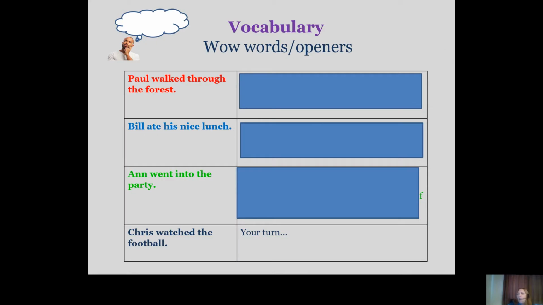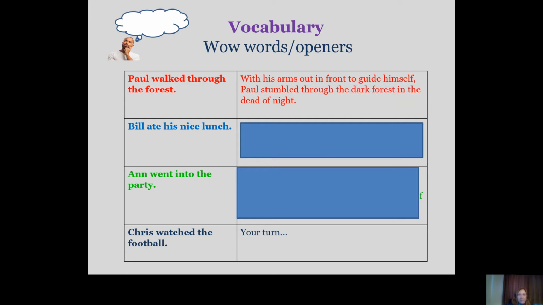So let's have a look at some wow words, some openers. Expanding vocabulary now. First one in red: Paul walked through the forest. What could we do with that one? Let's have a look. With his arms out in front to guide himself, Paul stumbled through the dark forest in the dead of night. Quite a bit different, isn't it?